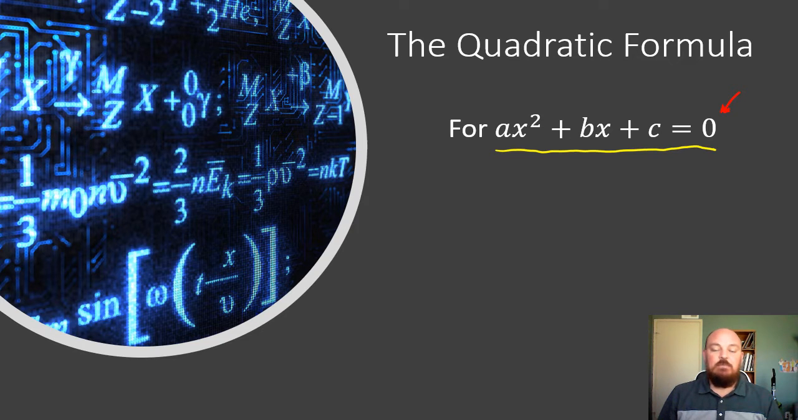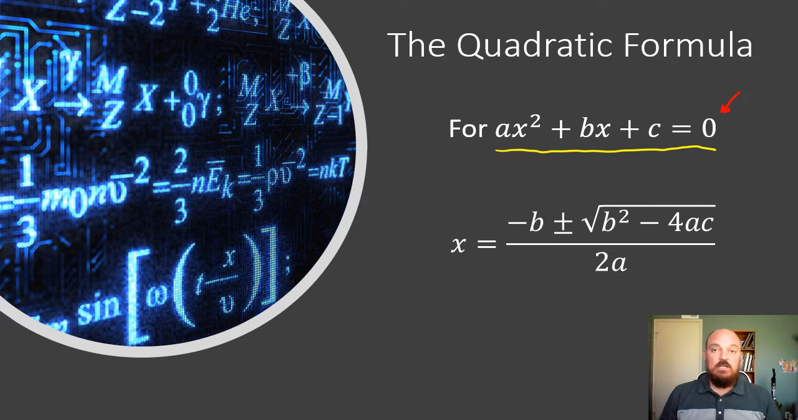Now, the letters a, b, and c stand for the numbers in the problem, and they can be either positive or negative. So if it starts with 2x squared, a is 2. If it says plus 5x, b is 5. If it says minus 10 on the end, then c is negative 10, because it's minus instead of plus. So basically the a, the b, and the c are just the numbers, the coefficients from the problem in standard form.